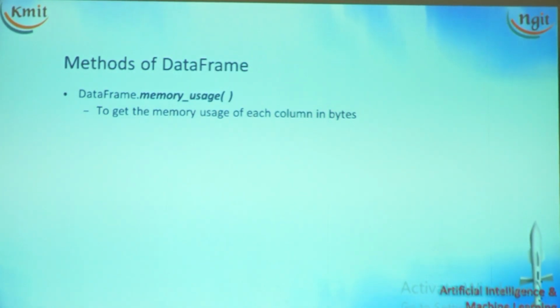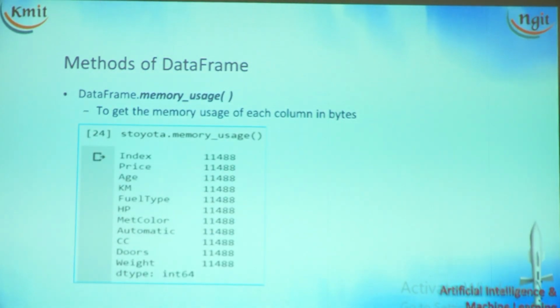Then memory usage, to get the memory usage of each column, which is the biggest column amongst all. So I cannot see any differentiation over there because all of them are of the type object.